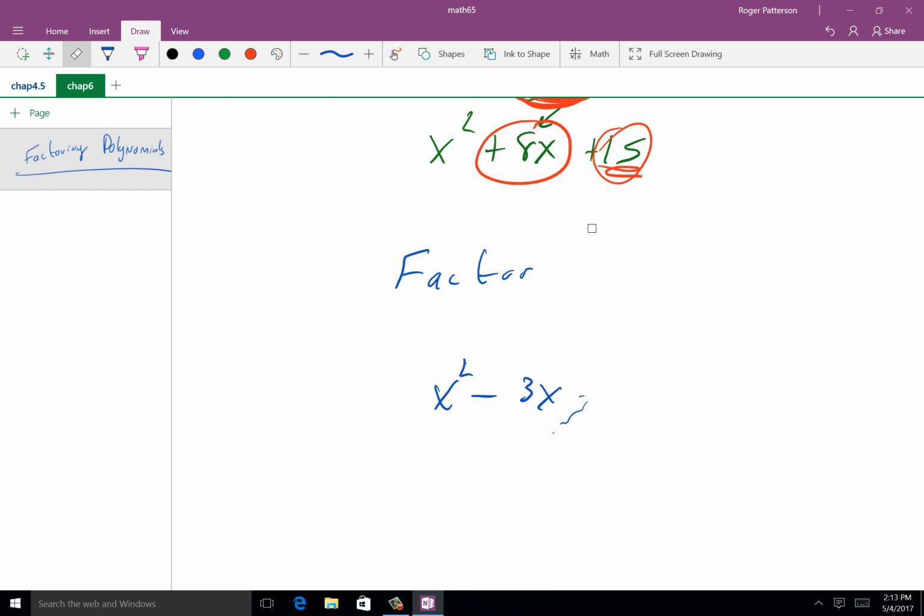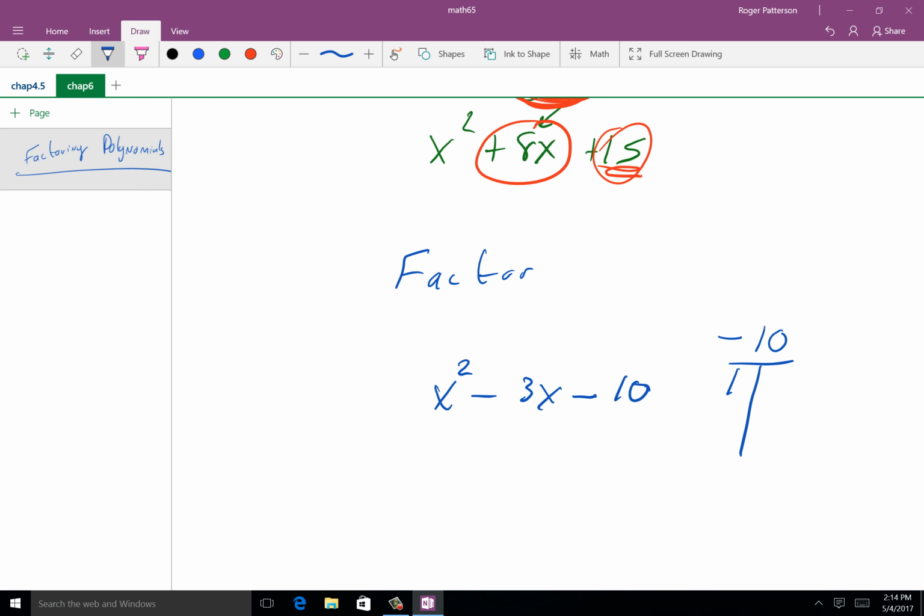Sorry, I got a little interrupted there. So x squared minus 3x, and this time I'm going to put a minus 10 there. Okay, so this one's a little bit different. Each one here we're going to show is going to be a little different. This time we have a minus here and a minus here. But I'm still going to use the same strategy, except I'm going to put a negative 10 there.